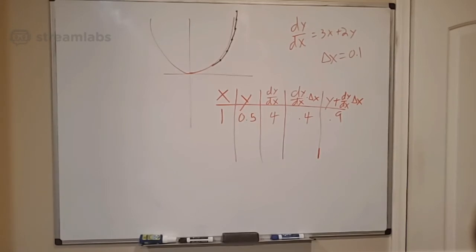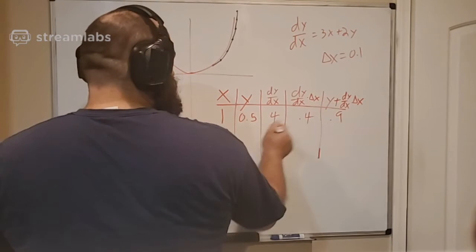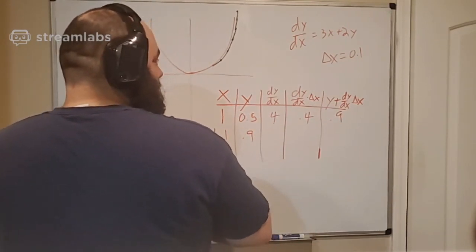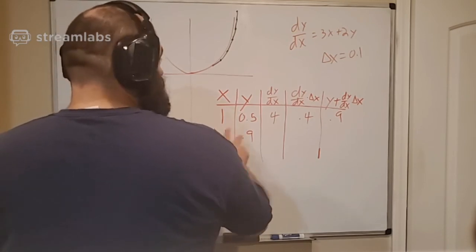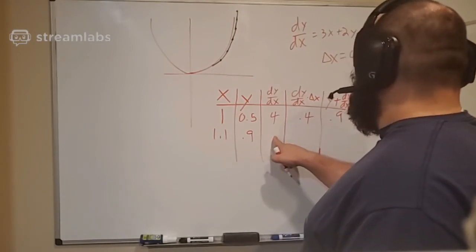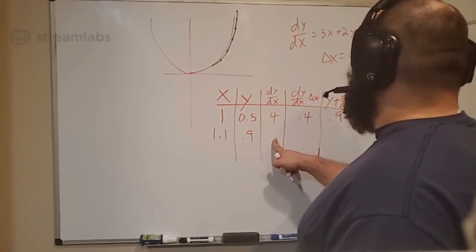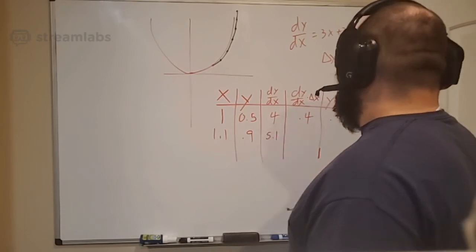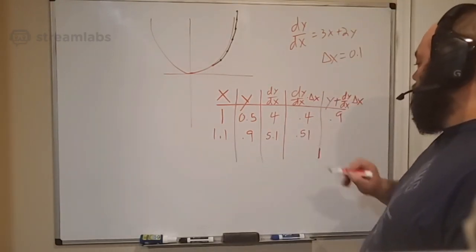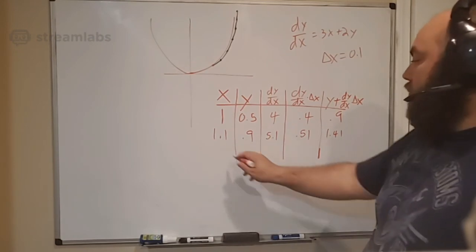Okay, well, at that point you just do it all over again, except you have new starting values. So if I've now moved 0.1, I'm at 1.1 for the x, and my new y value would be 0.9. So then we plug that in to our new delta y, because we're going to have a different slope at that point. So 3.3 and 1.8, 5.1, and then 0.51. Add that to that, and I get 1.41. So at 1.2, I'm at 1.41. And that's my answer.